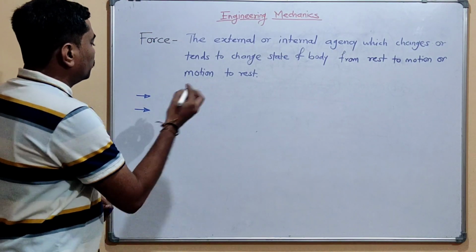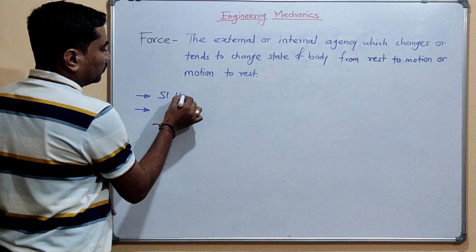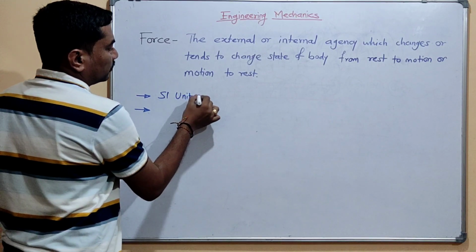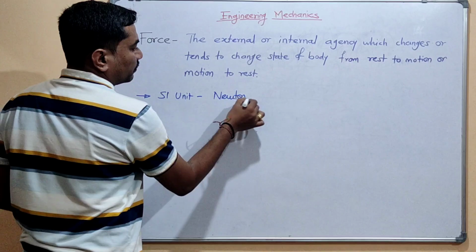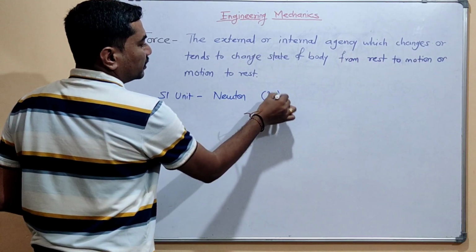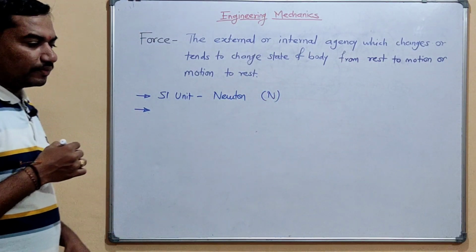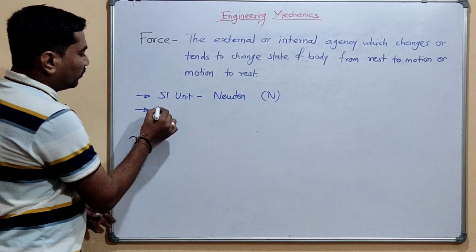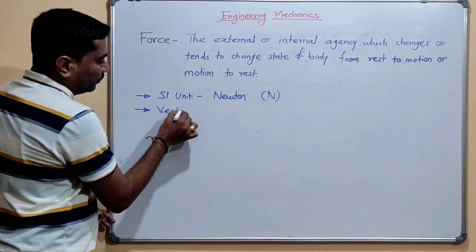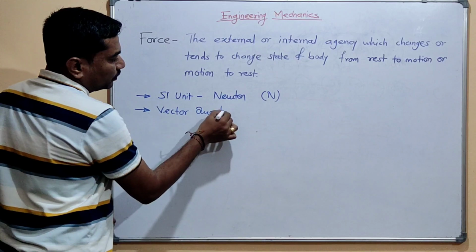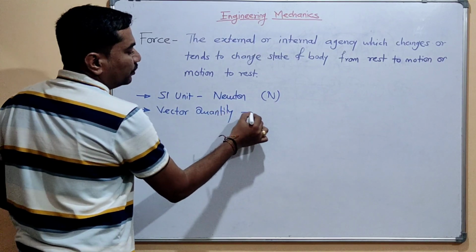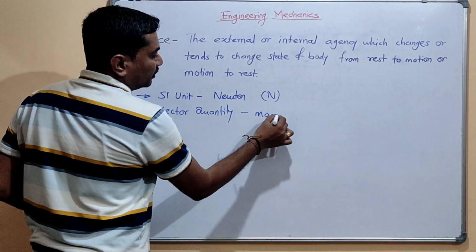The SI unit of force is Newton. In short, it is written as capital N, and it is a vector quantity. Force is a vector quantity, so it has magnitude and direction.